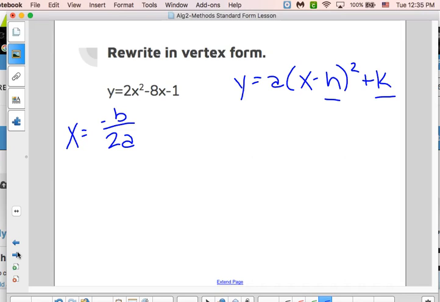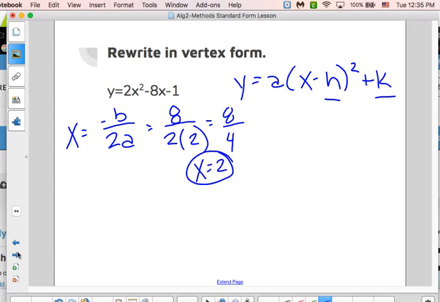What is opposite B here? It'll be 8. Since it's a negative already, it goes opposite in this little formula. What's our A value? 2. So what's our X value of the vertex? 2. So there's the X value of the vertex. How do you find the Y that goes with it? Plug it in.